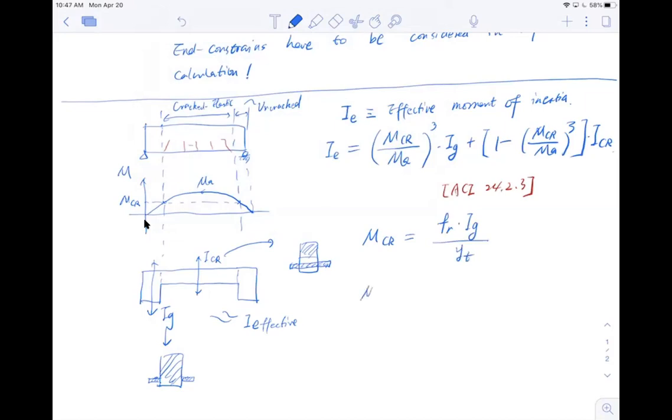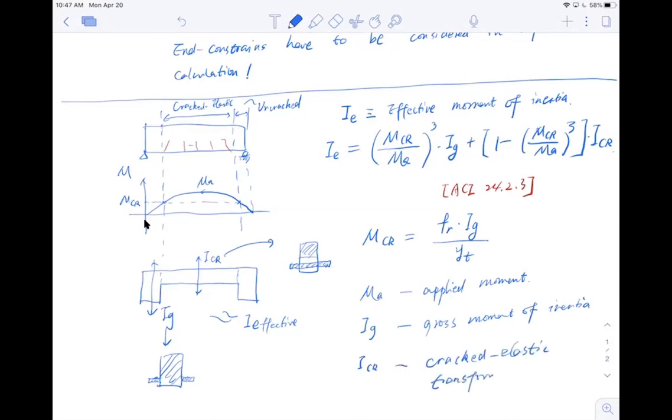And Ma is the applied moment, and we'll explain that in the case-by-case scenario. Ig is the gross moment of inertia. Icr is the cracked elastic moment of inertia that we showed you last time, the transformed section.